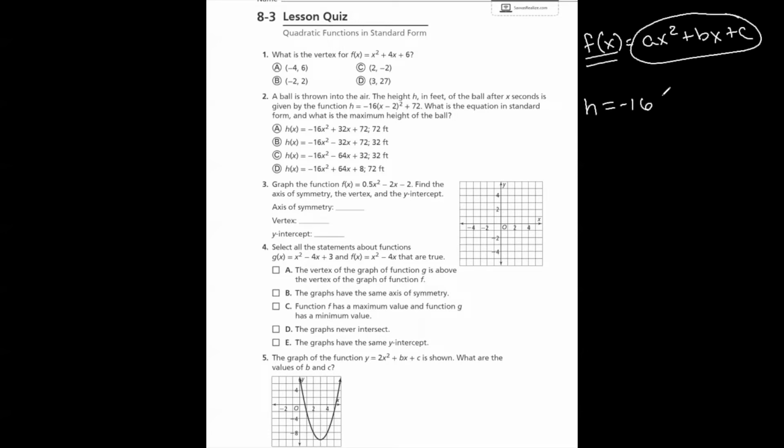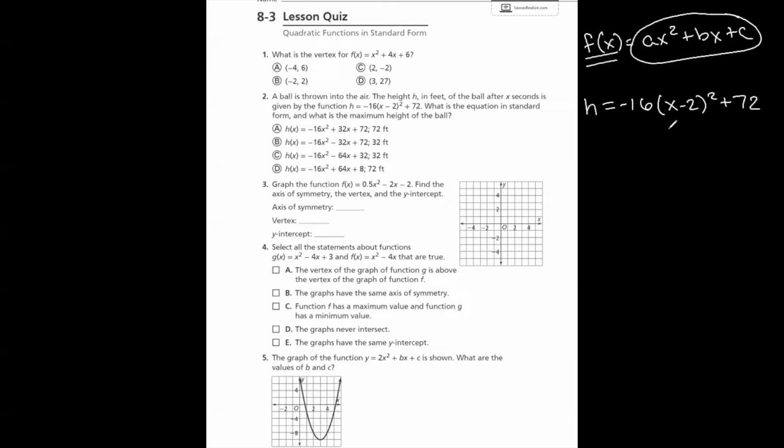In order to put it into standard form, it needs to look like f of x equals ax squared plus bx plus c. Now, sometimes this f of x over here will look a little bit different. You can also use letter y, or you can put other letters with your function. So really what we're focusing on is this ax squared plus bx plus c. So I'm going to take my function, h equals negative 16 in parentheses x minus 2 squared plus 72.